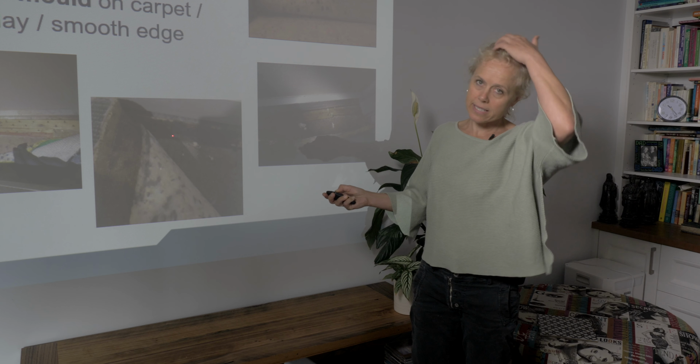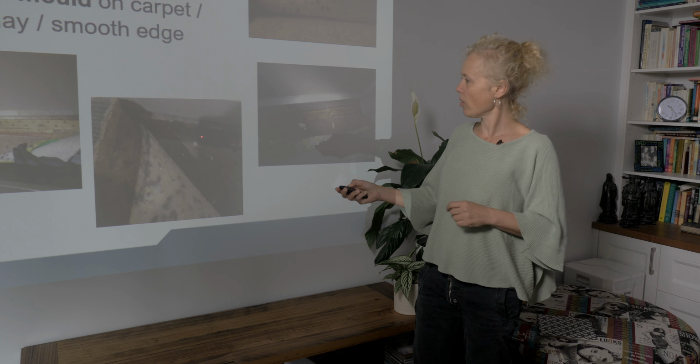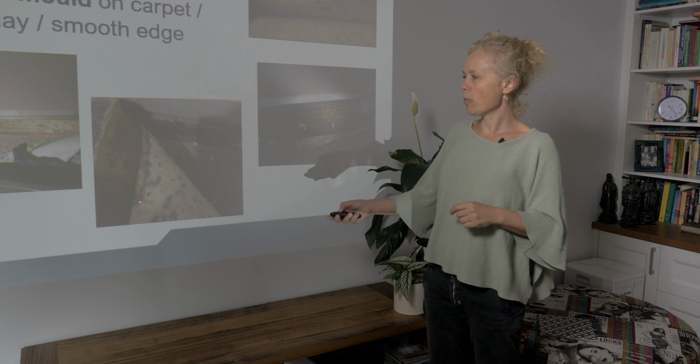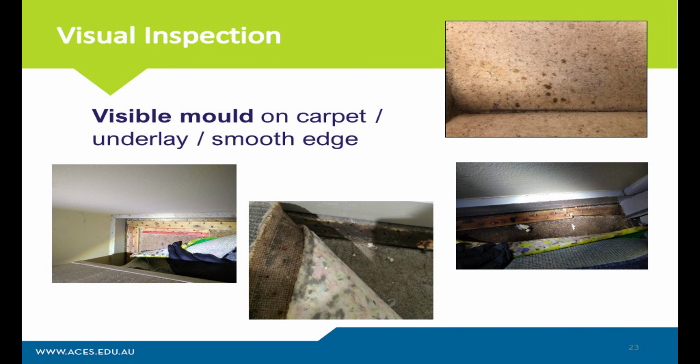On the other side of the same room, you have this dark colouring of the smooth edge, and you have this visible mould on the underlay and the foam, and same with this here. So this was contaminated smooth edge and high levels of fungal particulate, which we verified with a surface sample.